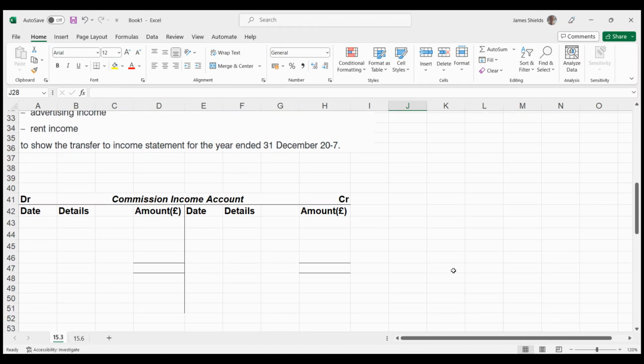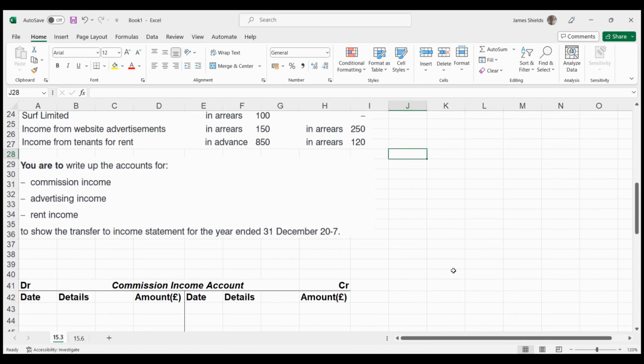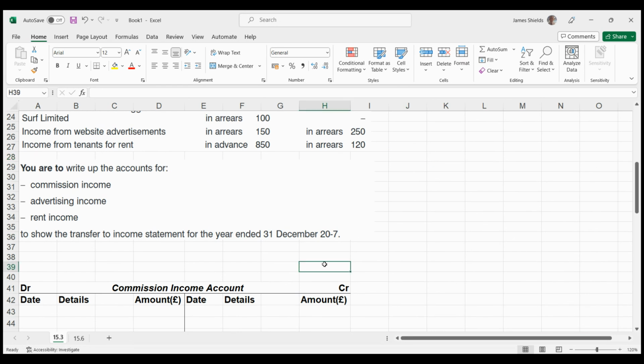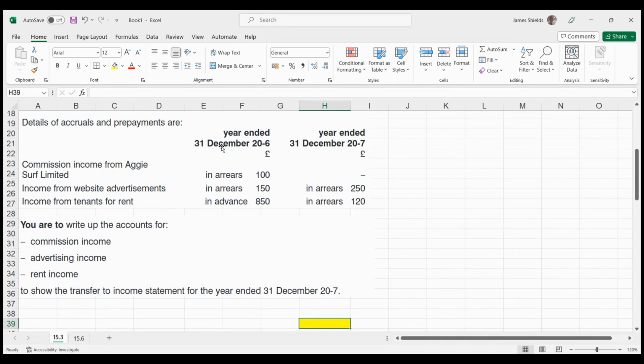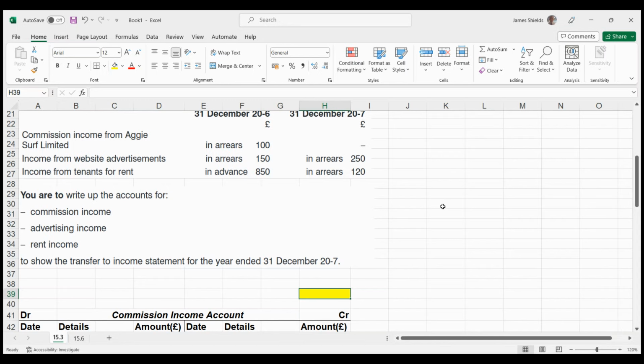So let's start with a commission income account and see what it says about commission income. Before we do it, the first thing you've got to remember is that income is on the credit side. At the end of last year, the 30th of December 2016, commission income was owed by Aggie Surf Limited of £100. It was in arrears of £100, so they were owed another £100. As income is on the credit side, that £100 will go on the credit side last year.